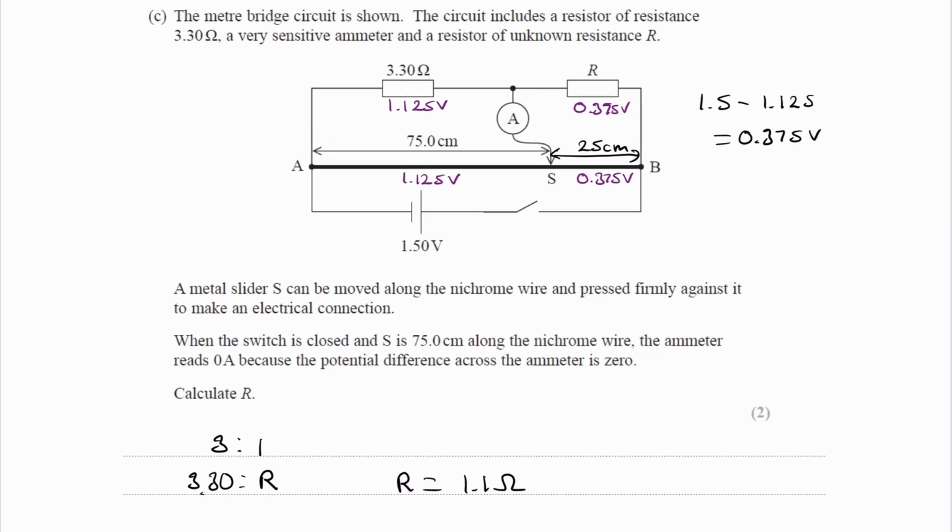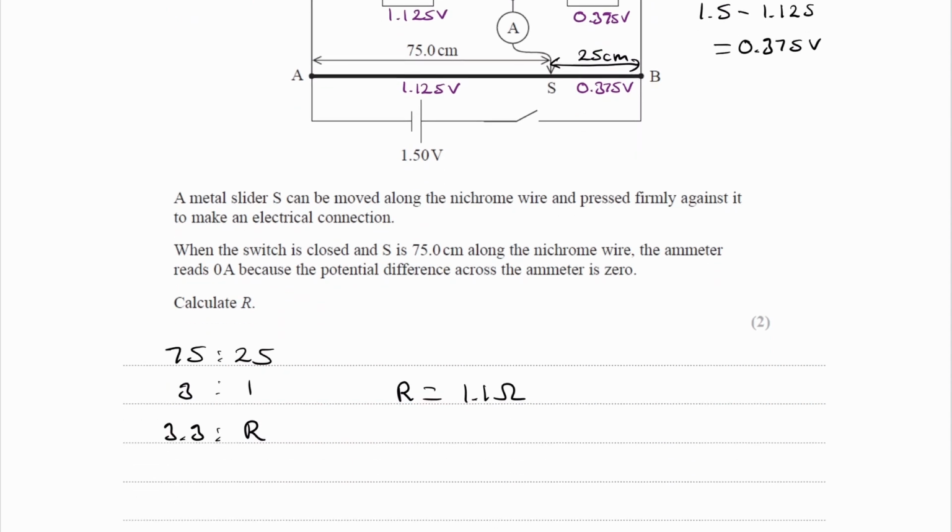Just to make sure that we get all the marks for this working, we could include a couple of extra bits. We could start with saying 75 to 25, that's the same ratio as 3 to 1, and 3.3 to R should be in the same ratio. And I can write this as a fraction, R over 3.3, should therefore be equal to 1 over 3. R is then 3.3 times 1 over 3, which would be the 1.1 ohm that we're after, which is our answer.